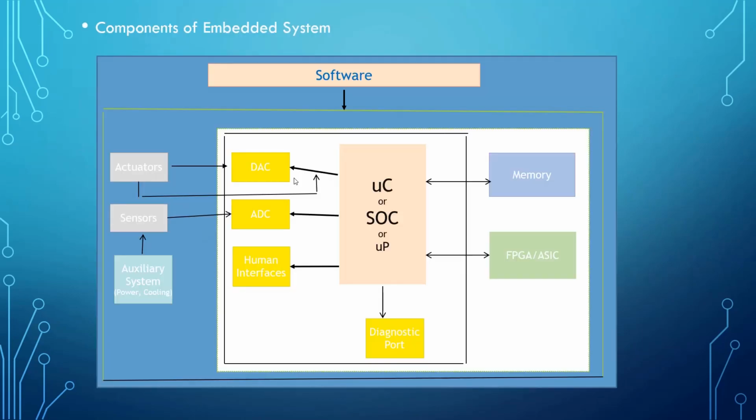Then we studied components of an embedded system. It is a structure of software where we are interfacing a memory or analog to digital converter or digital to analog converter, human interfaces, diagnostic part to a specific microcontroller or system on chip or microprocessor, which we can call anything. This is the structure of an embedded system, how we are connecting and which components we are using in the architecture.